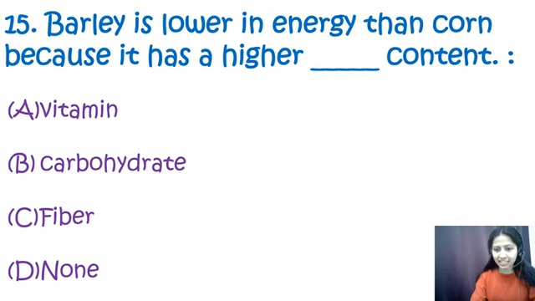So question number 15. Barley is lower in energy than corn because it has higher dash content. Options are vitamin, carbohydrate, fibers and none. So over here the most appropriate one is C, that is fiber. Barley is lower in energy than corn because it has higher fiber content. That is option number C is correct.